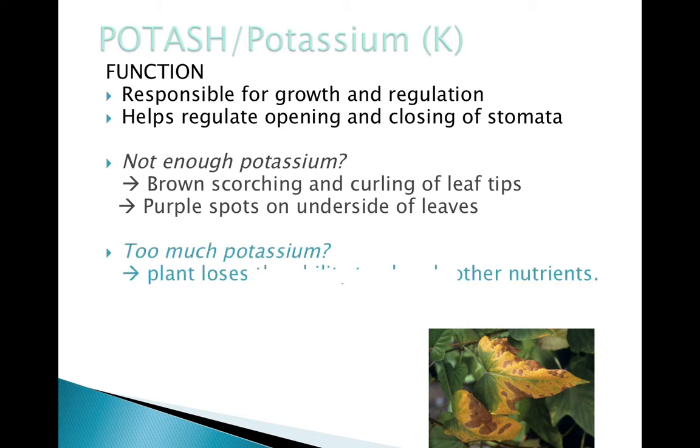And if you have too much potassium, then the plant might lose its ability to absorb other nutrients because potassium can bind to things in the soil and kick out other nutrients that are bound there.